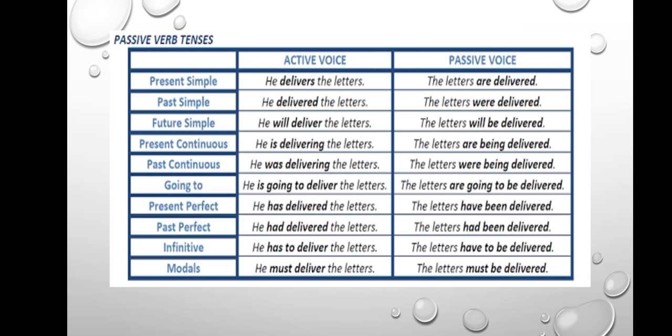Going to. He is going to deliver the letters. Going to also shows the futurity, the future time or the near future. He is going to deliver the letters. Is going to shows what? Present. The letters is the plural subject, that's why we are taking are. The letters are going to be delivered. So here is going to is not the verb.